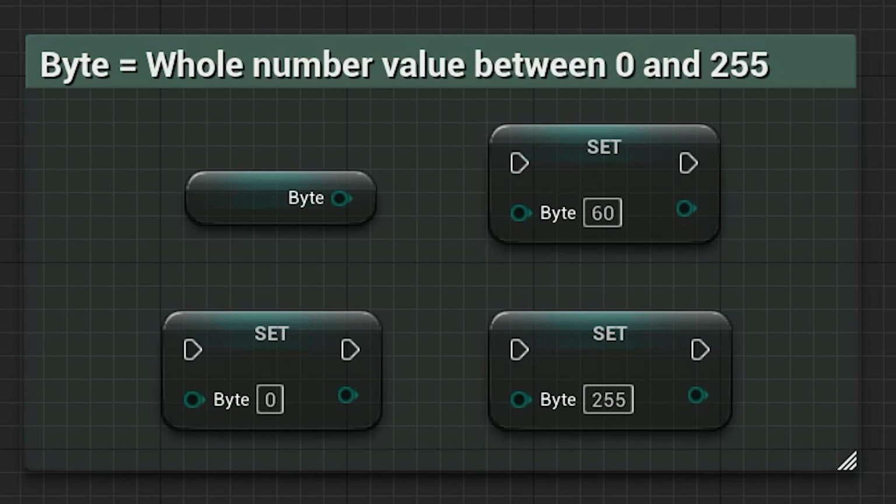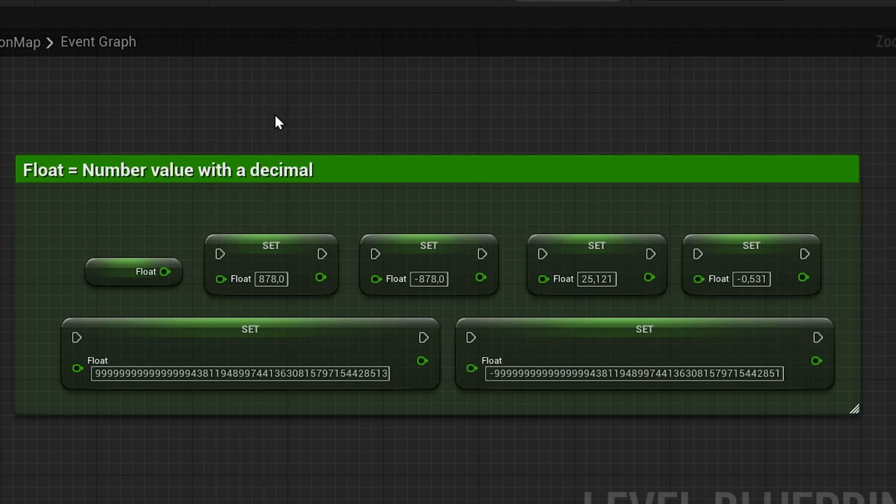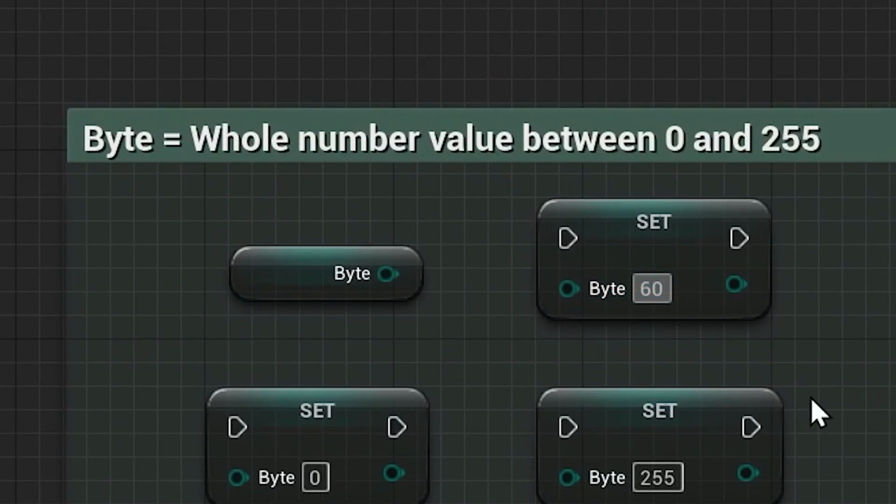Remember that byte is a whole number, not what's called in mathematics a real number, so it can't have a fractional part like float, and if we try to make it, Unreal Engine will correct us.